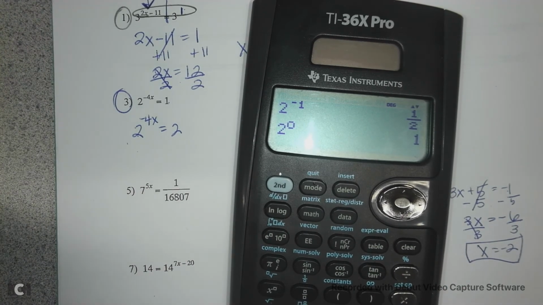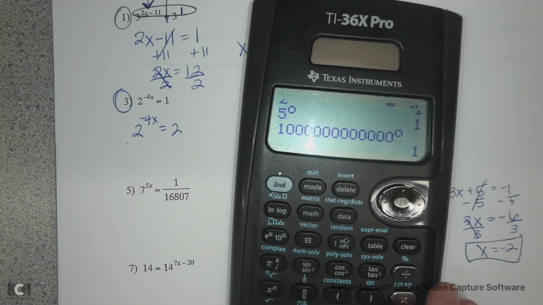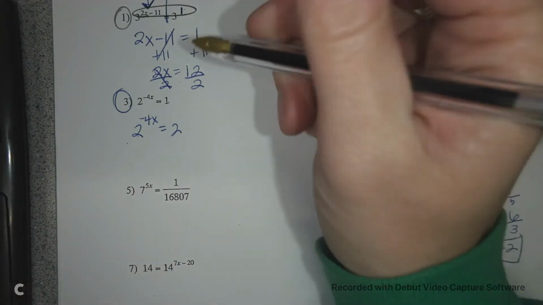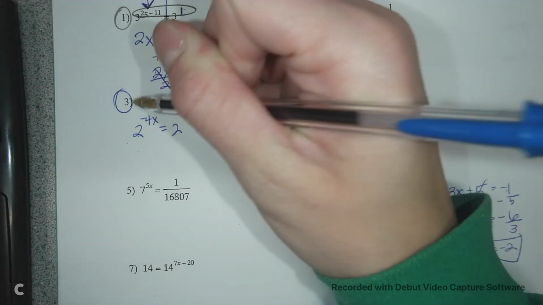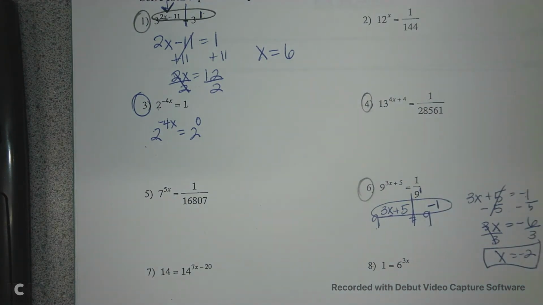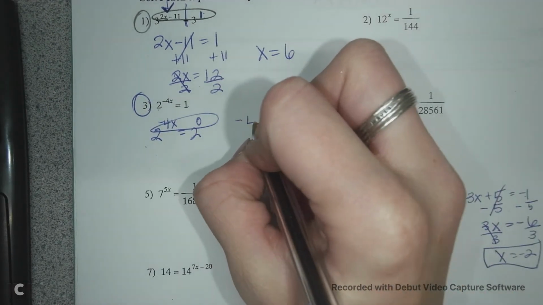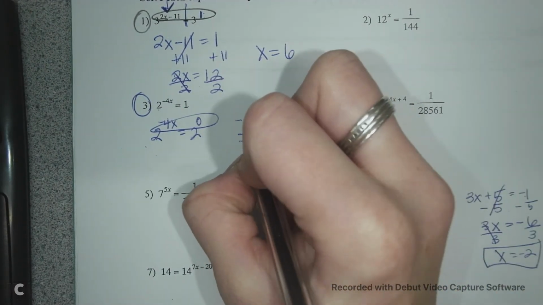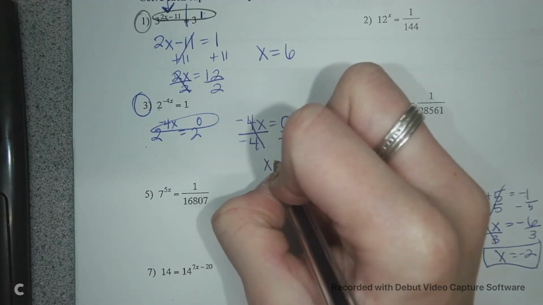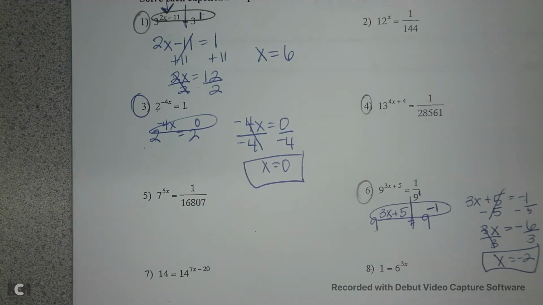Well, in fact, anything to the 0 is 1. Like 5 to the 0 is 1. And 1,000, that's more than 1,000, to the 0 is also 1. Any number or any letter to the 0 power is 1. So if you have just a 1, keep the number that you see on the opposite side and put a 0 with your exponent. Now my bases match 100%. I've got a 2 and a 2. So then we look across. We've got negative 4x equals 0. Divide each side by negative 4, and x is 0. Yay!